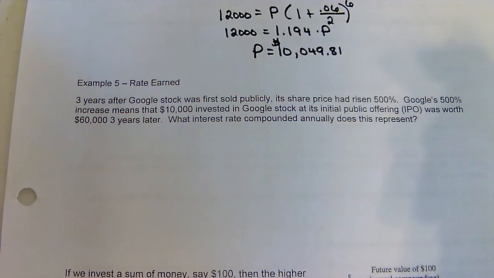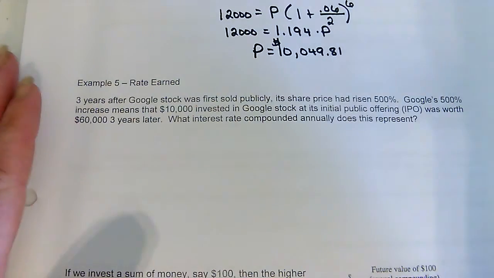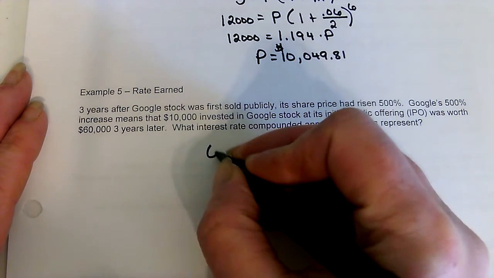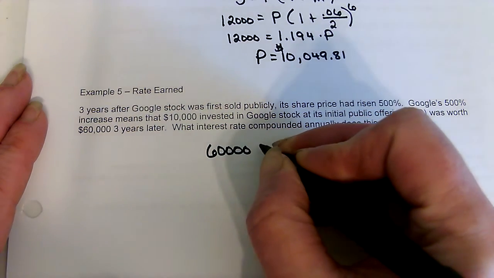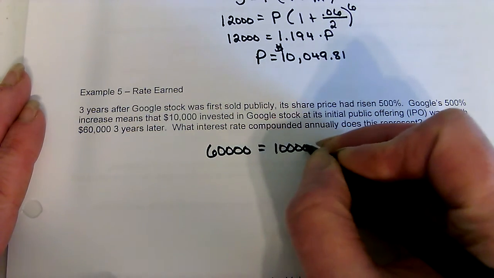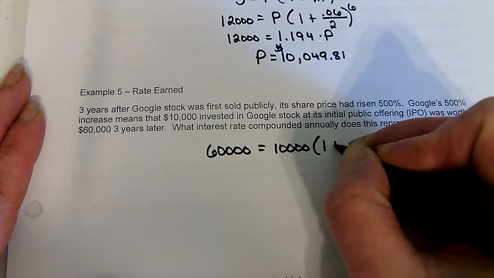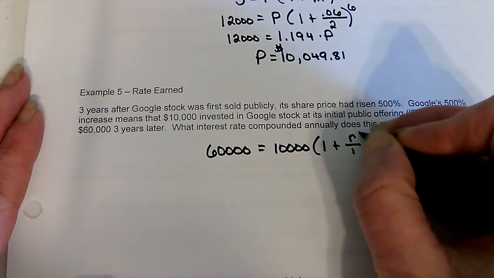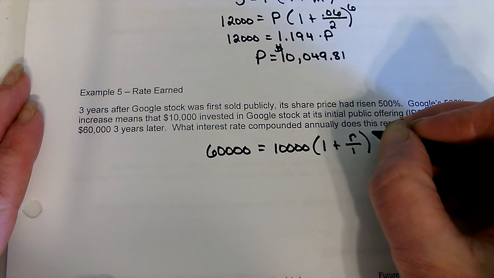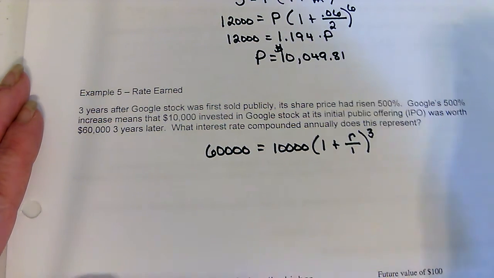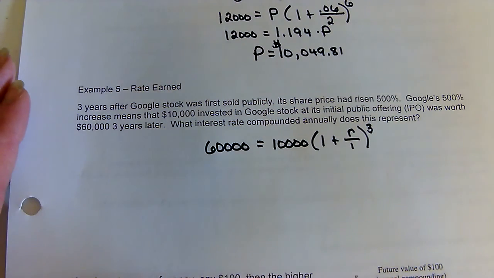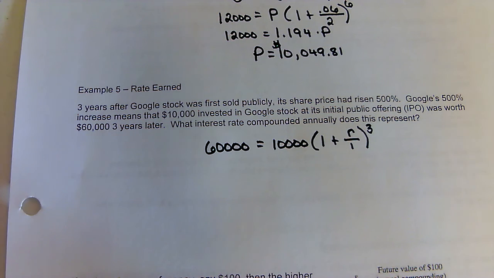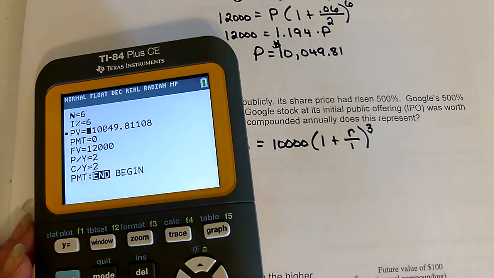So annually means, that helps us out a lot, this M is a 1. So 60,000 was $10,000 invested at 1 plus, we don't know the rate, divided by 1. And this would be 3 years at once a year, so just a 3. And this would take a little bit of solving, right? If you were going to do it by hand.